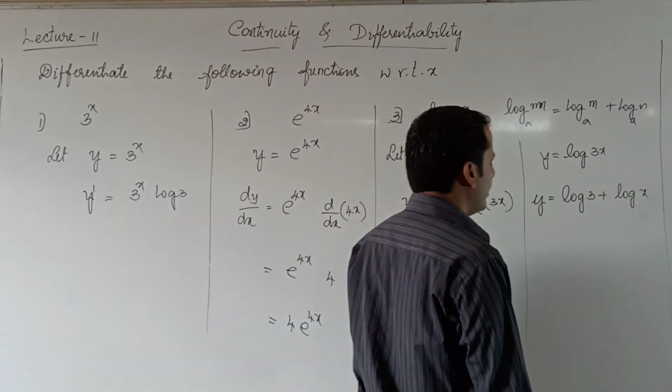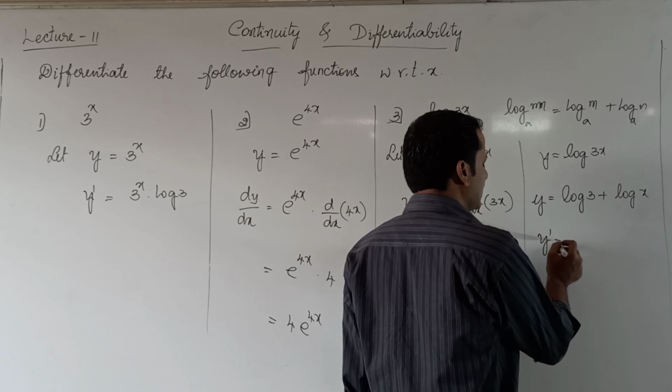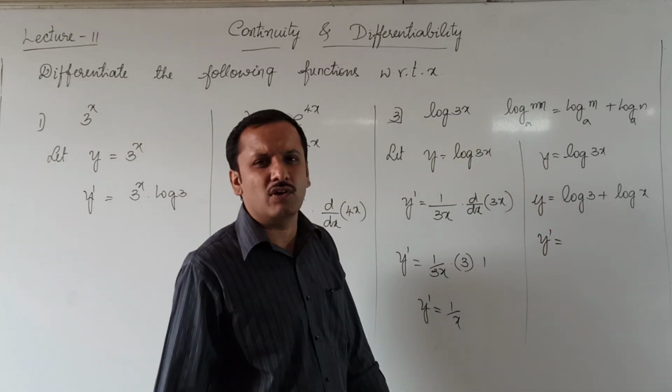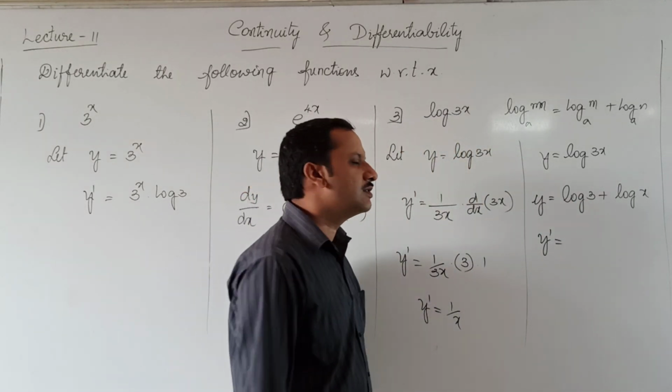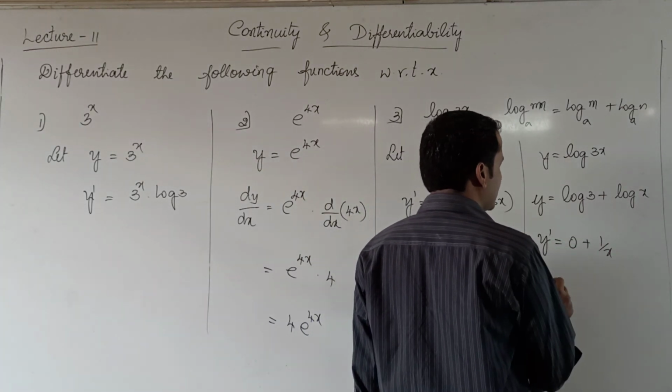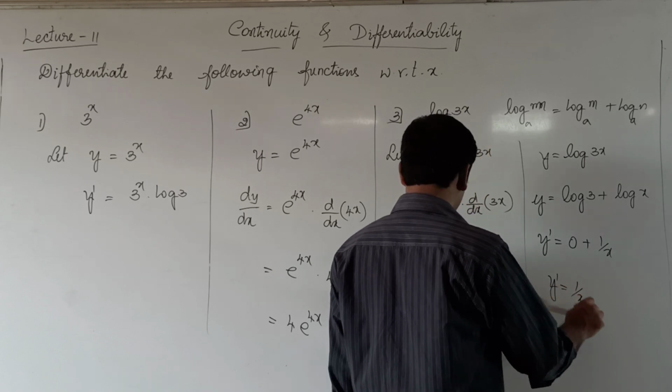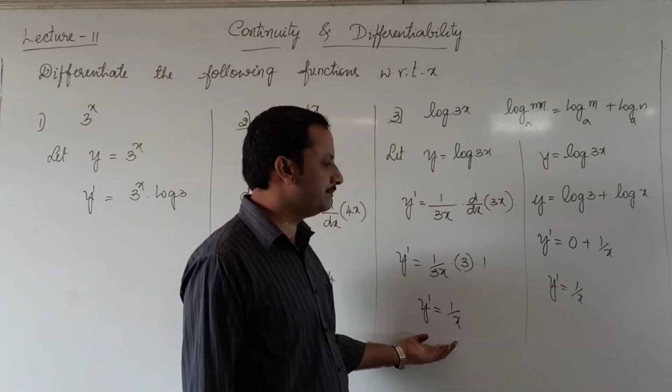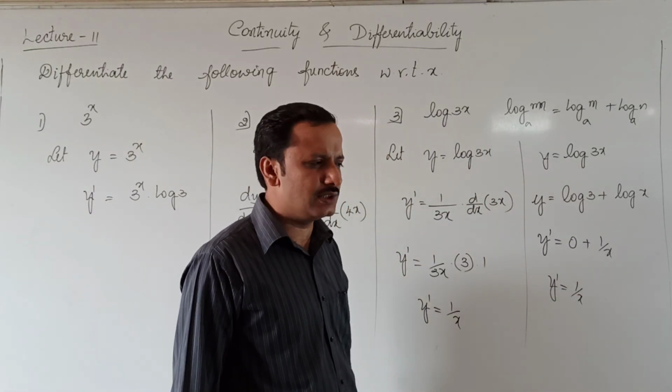Okay. So, now you differentiate this, y dash. 3 is a constant and therefore log 3 is also a constant. So, its derivative is 0 plus derivative of log x is 1 by x. So you have y dash is equal to 1 by x. You can do it in that way also.